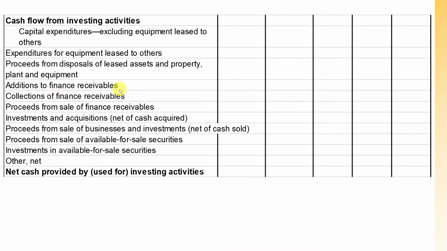Addition to finance receivables, collection from finance receivables, proceeds from sale of finance receivables, investments and acquisitions, proceeds from sale of business and investments, proceeds from sale of available-for-sale securities, investments in available-for-sale securities or any other investment. These items may be different for different companies because the basic nature of Caterpillar's business is quite different from other companies. So, if any other company exists, then the items in investing activities may change accordingly. After that, we shall get our net cash provided by or used for investing activities.